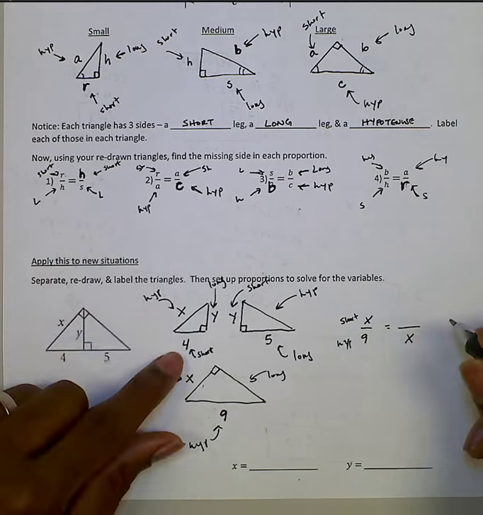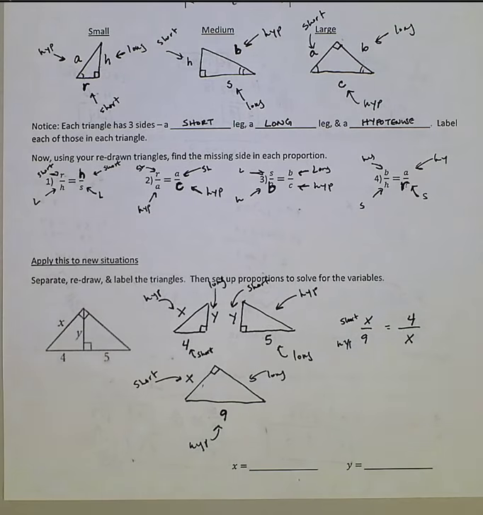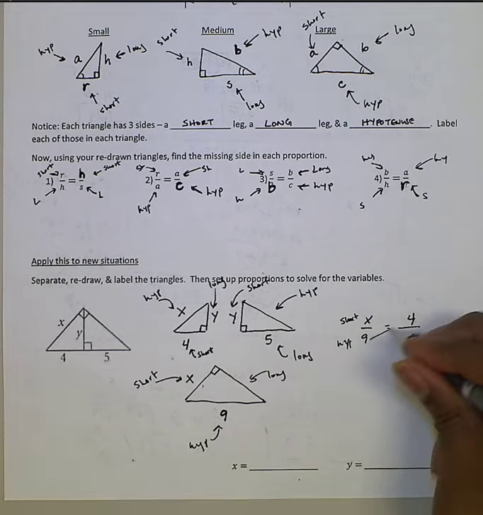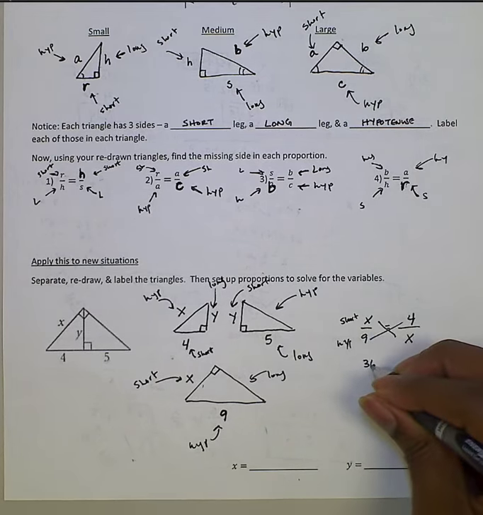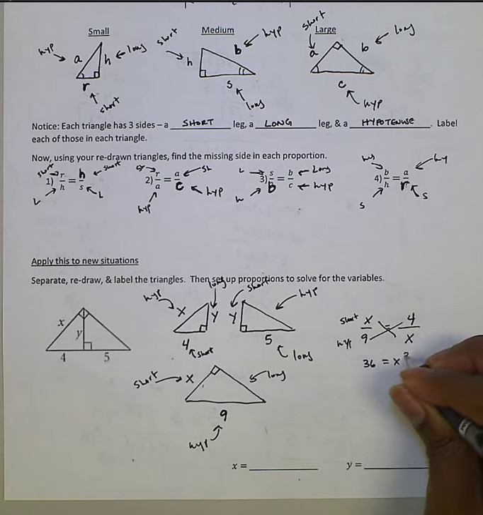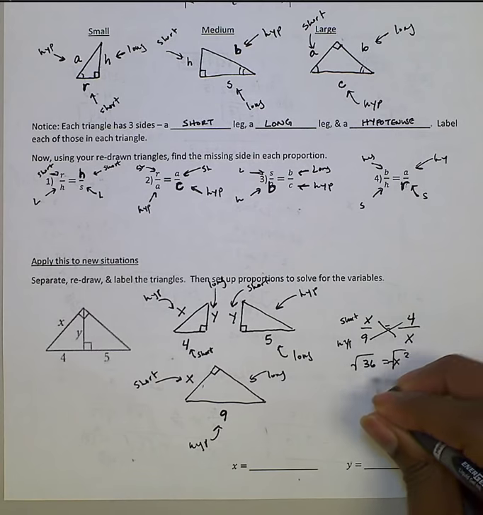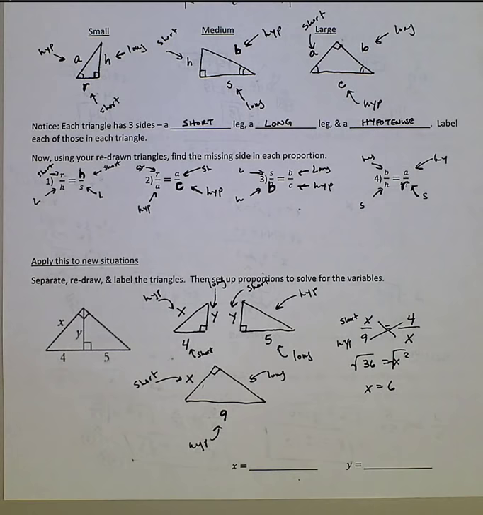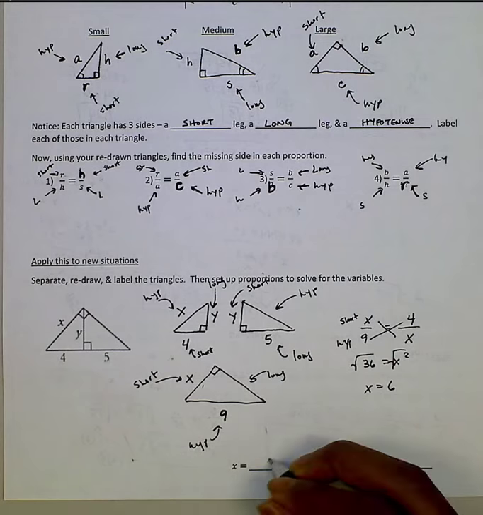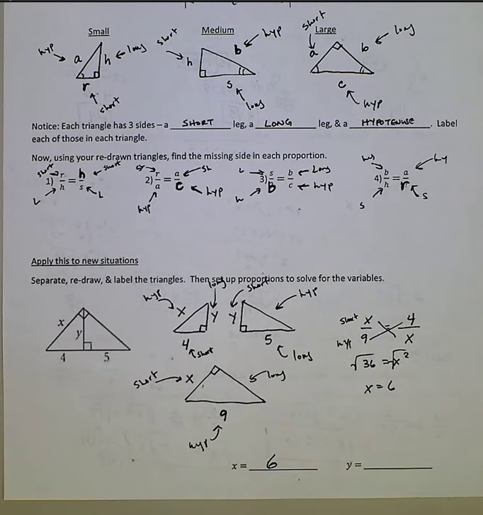What's the short? 4. Okay. And so here's our proportion that we can use to solve for x. 9 times 4, 36. X times x, x squared. Take the square root. X will have to be 6. Remember the negative answer does not make sense here because it's a distance. It's an actual measurement of something. So x is 6.